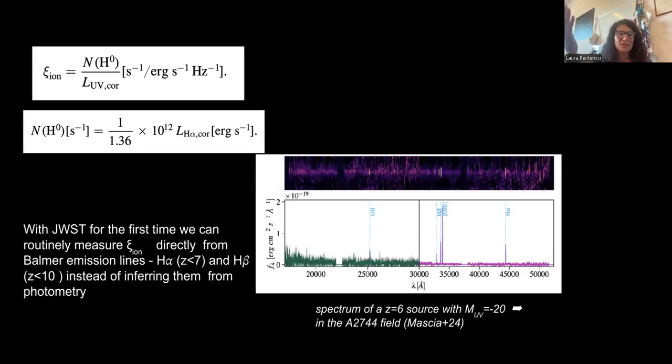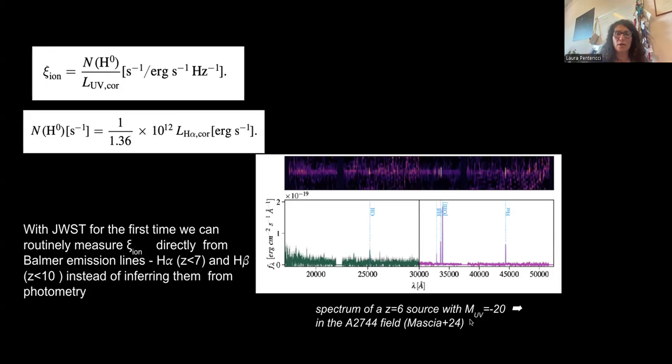With JWST, because of its great spectroscopic capabilities, it's now very, very easy to detect H-alpha and H-beta. I mean, it's really easy. These lines are booming. Even with short integration times, you see these Balmer lines everywhere. So this is a spectrum of a redshift 6 source.